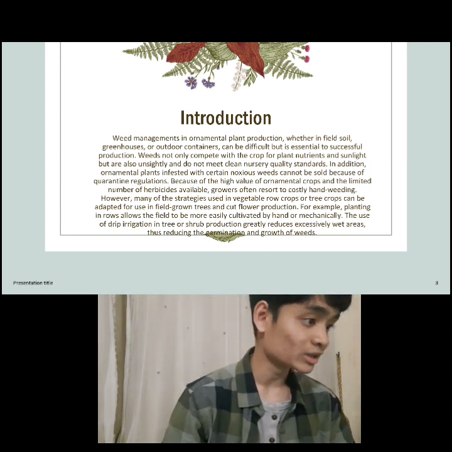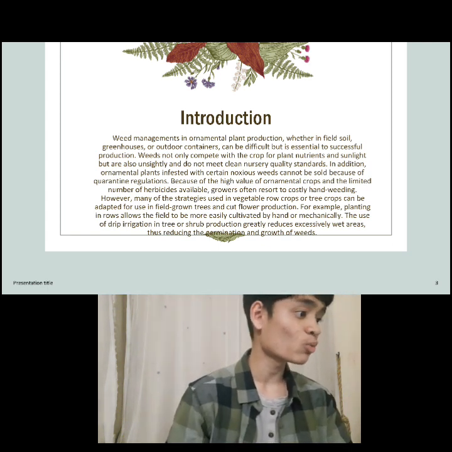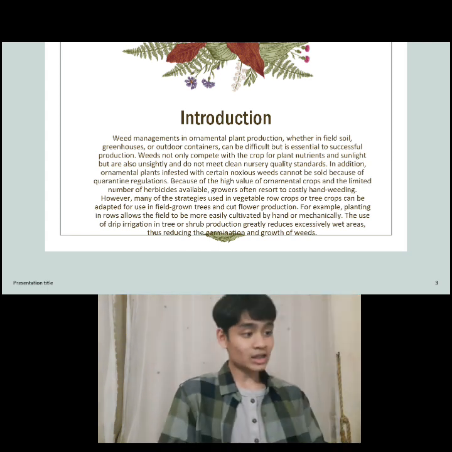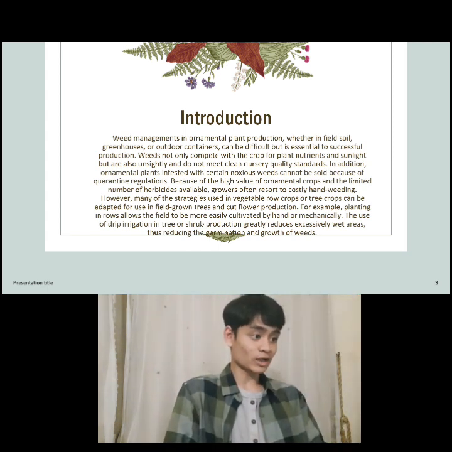Weed management in ornamental plant production, whether in field soil, greenhouses, or outdoor containers, can be difficult but is essential to successful production. Weeds not only compete with the crop for plant nutrients and sunlight but are also unsightly and do not meet clean nursery quality standards. In addition, ornamental plants infested with certain noxious weeds cannot be sold because of quarantine regulations.